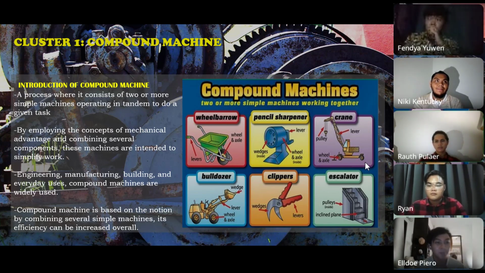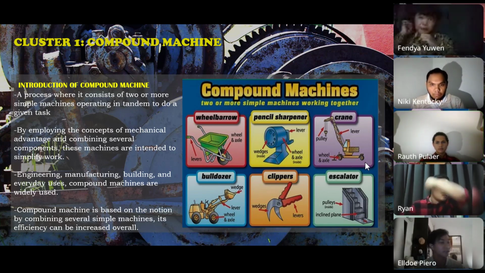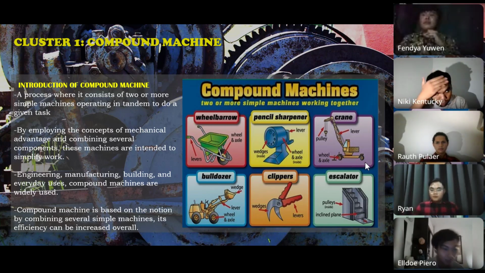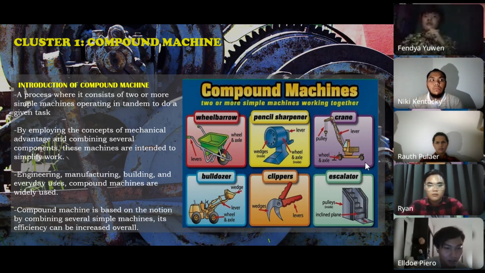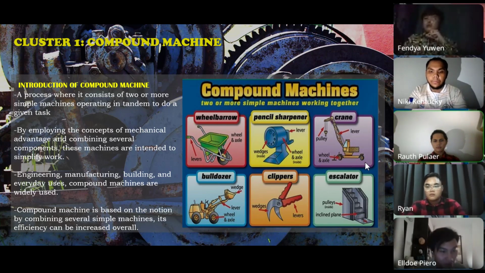However, by employing the concept of mechanical advantage and combining several components, these machines are intended to simplify some work, such as, for example, industries, engineering, manufacturing, building, and everyday use. Compound machines are widely used. Hence, compound machine is based on the notion by combining several simple machines, its efficiency can be increased overall.